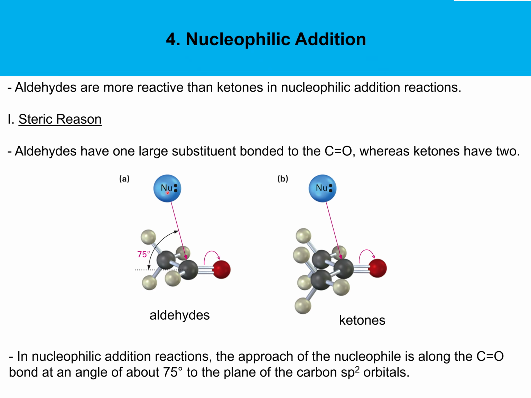Note that nucleophiles generally add at a 75-degree angle to the plane created by the carbonyl and the three groups around it. So you can see here that the angle of attack comes at this 75-degree angle, and that's true for both ketones and aldehydes.